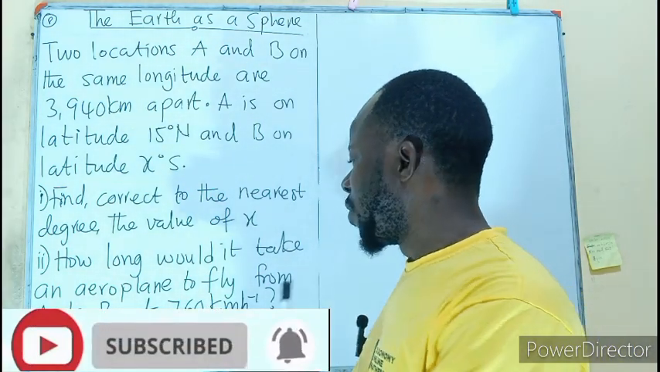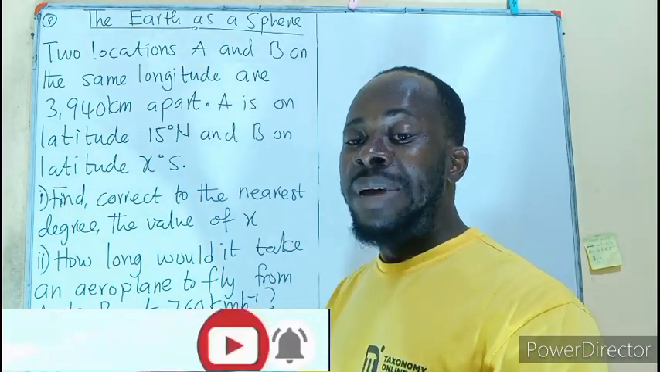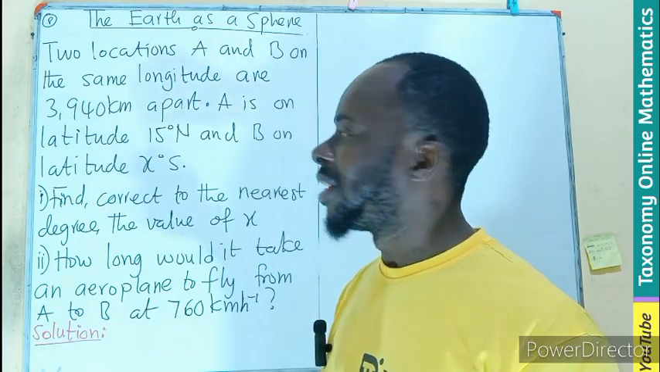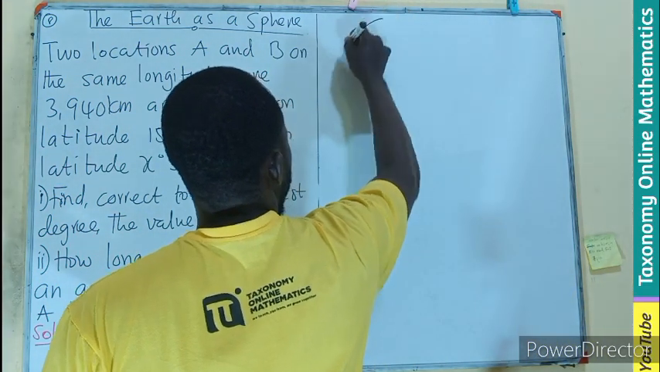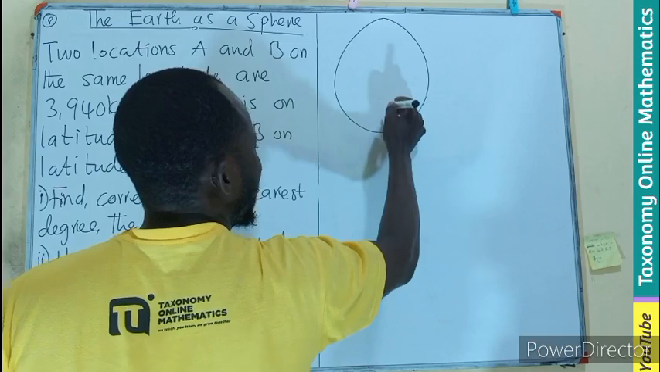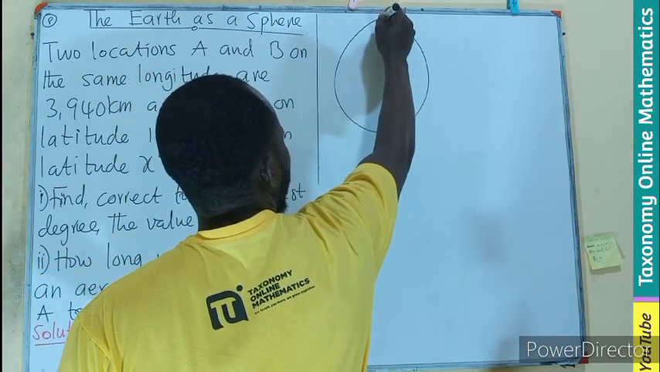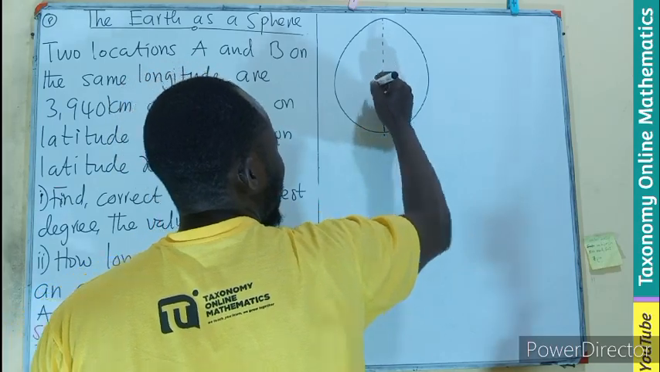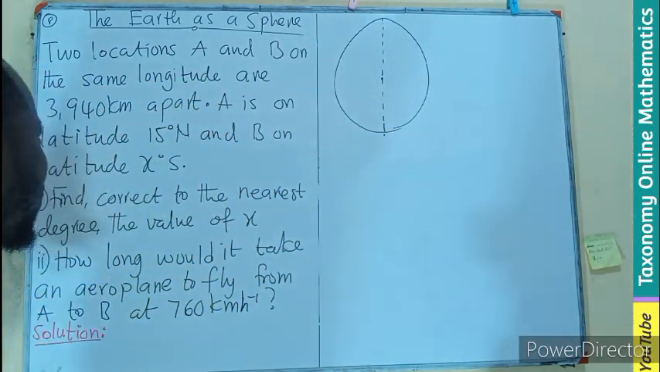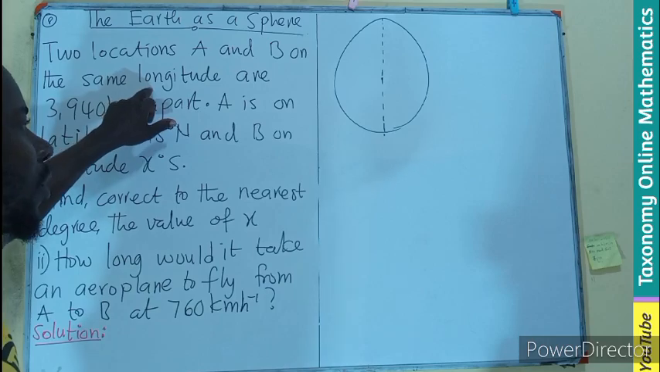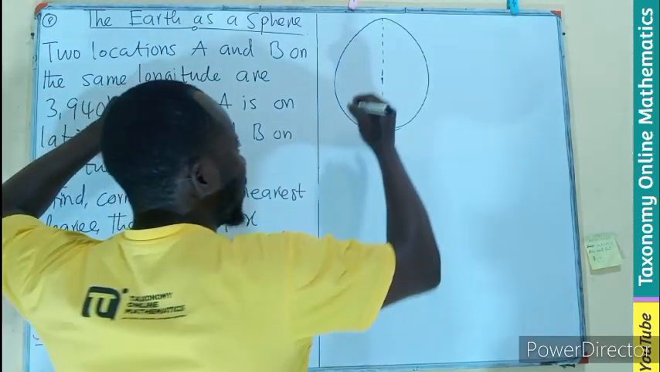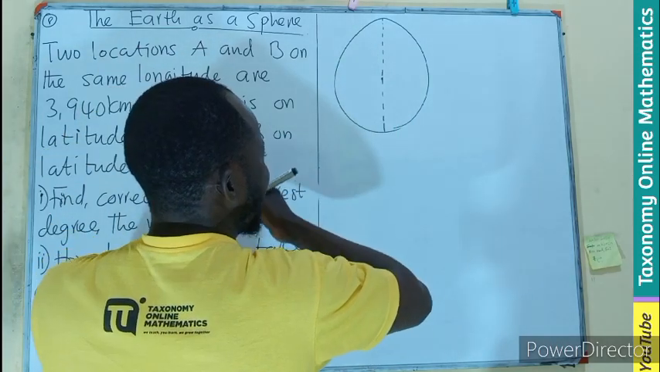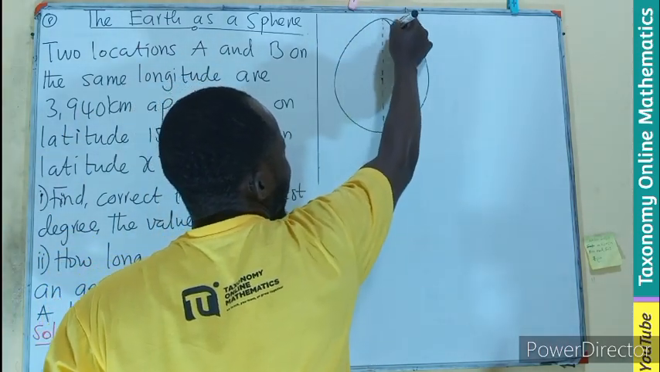So first thing first, we need to make a sketch of the globe, the sphere representing the Earth. So if we can make this as our sphere, having this as meridian 0, that's longitude 0 degrees. Since we are having the same longitude, we will not know whether it is to the east or to the west, so we can just indicate any of the longitude.